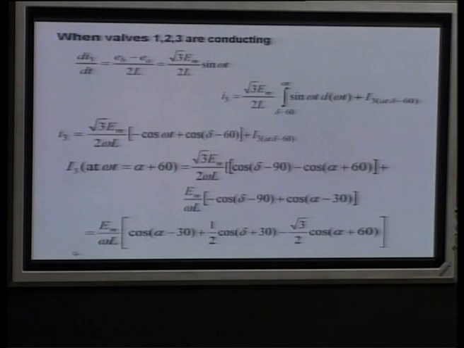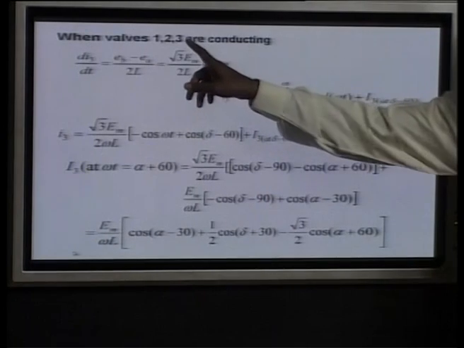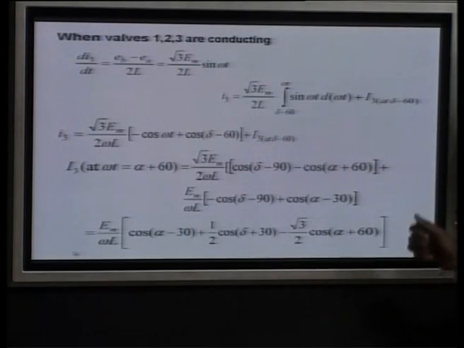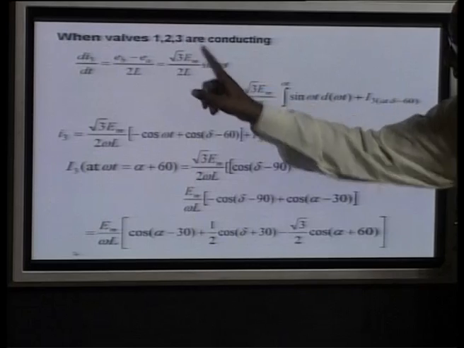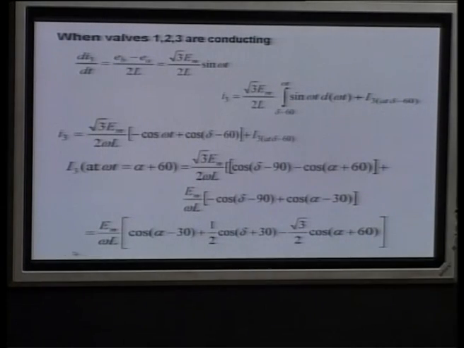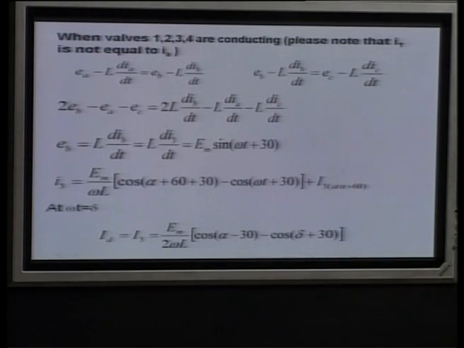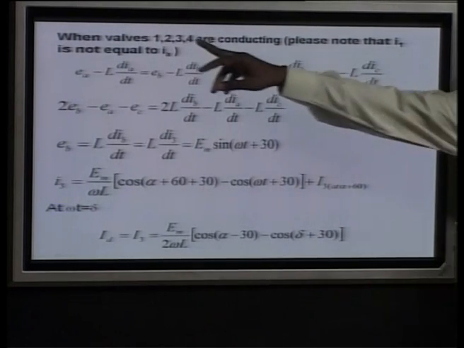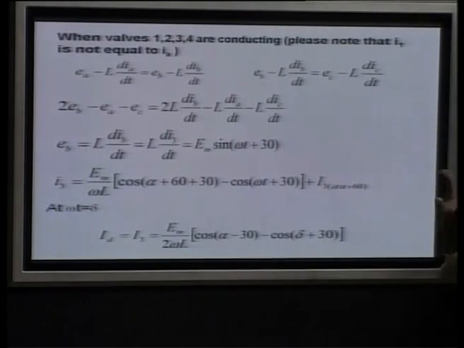We derived again, and the current equation we wrote here, that is I D at the instant of 1, 2, 3 valve conduction mode. Because at this point we are going to give the firing pulse to 4, and now 1, 2, 3, 4 are conducting. So, today I am going to explain this. You will see in this case 1, 2, 3, 4 are conducting.